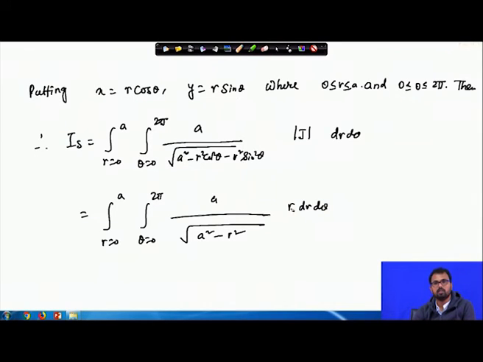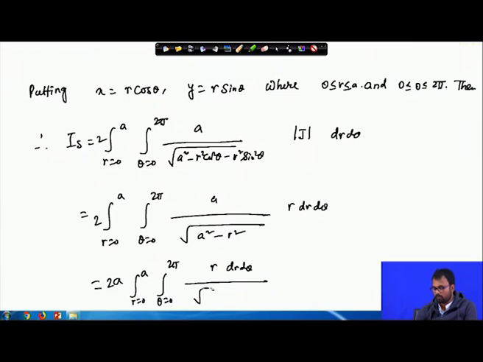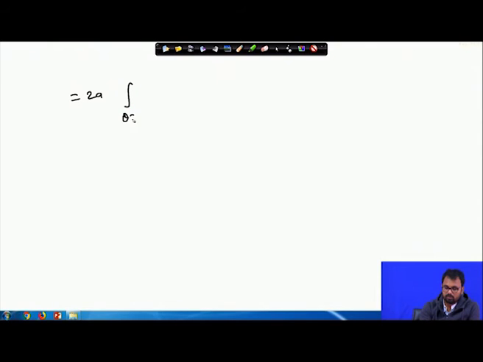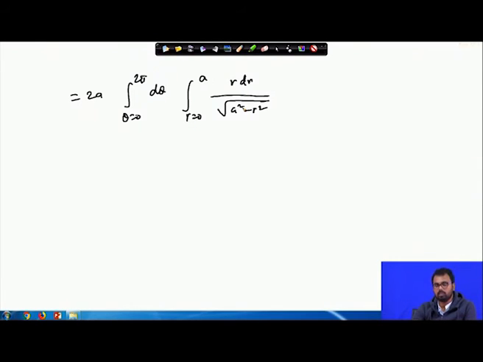We have already seen it many times how we can calculate the Jacobian for this transformation, and therefore we will end up with a times, and of course there is a 2 here, so 2a times the integral of r from 0 to a and theta from 0 to 2 pi of r dr d theta over the square root of a square minus r square. Now we separate theta and r because they are not mixed up together. So 2a times the integral of d theta from 0 to 2 pi times the integral of r dr over the square root of a square minus r square from 0 to a. Now I substitute a square minus r square equals z, and then 2r dr equals minus dz, and that can be handled very easily. So calculating this integral would not be difficult.